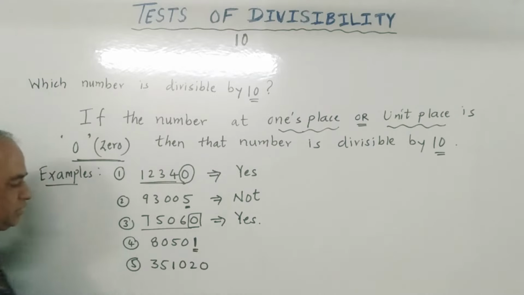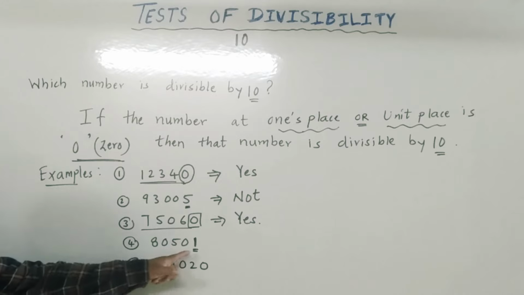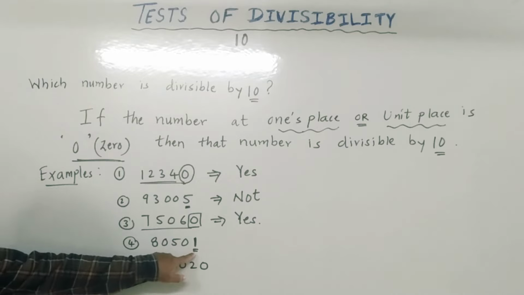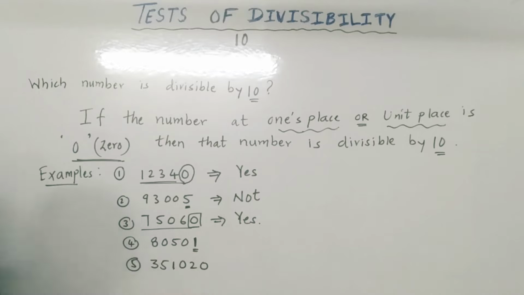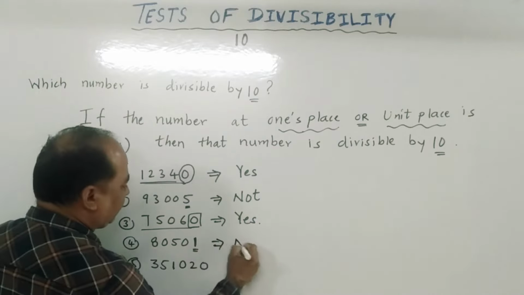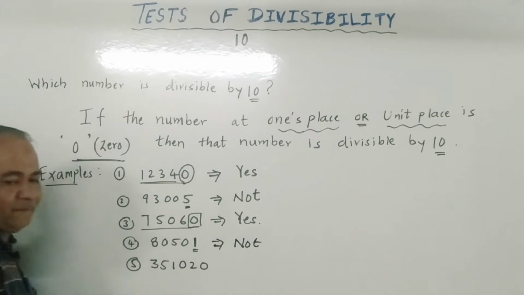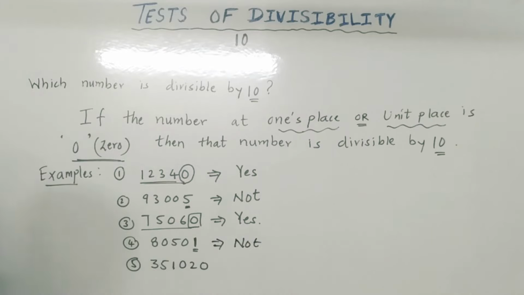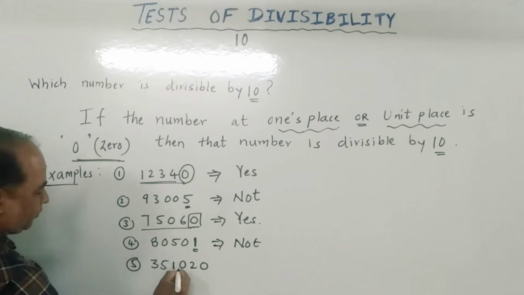80,501. Is this number divisible by 10? The digit at the unit place is 1, which is other than 0. So it is not divisible by 10.